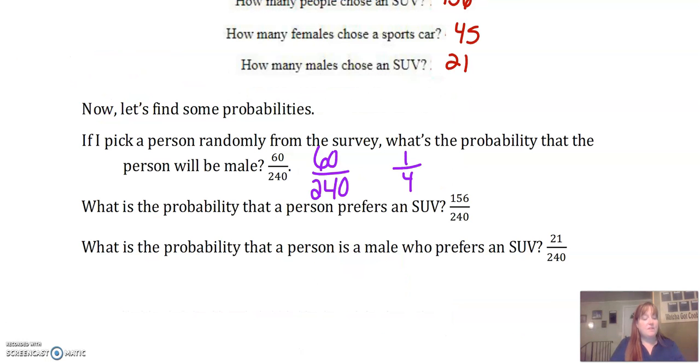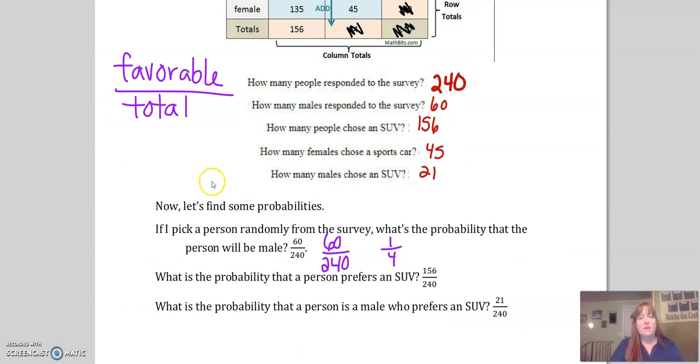What's the probability that I pick someone who prefers an SUV? Well, 156 of those people prefer an SUV. So 156 out of 240 prefer an SUV. That would be the probability of picking someone that likes an SUV. We could simplify that down, but we could also put that into a calculator and just get a decimal that is a percent. And then you could say there's a 50-whatever percent chance of me picking someone who wants an SUV. What's the probability that it's a male who prefers an SUV?